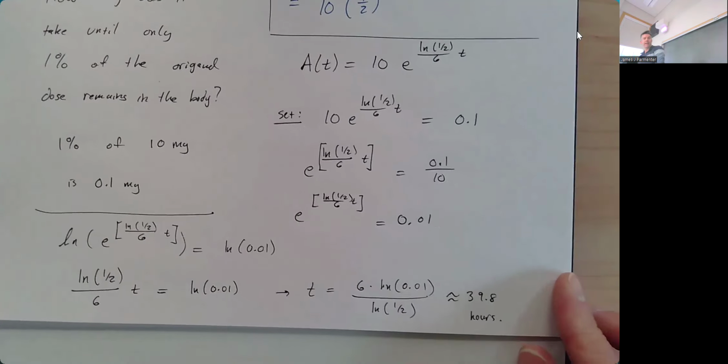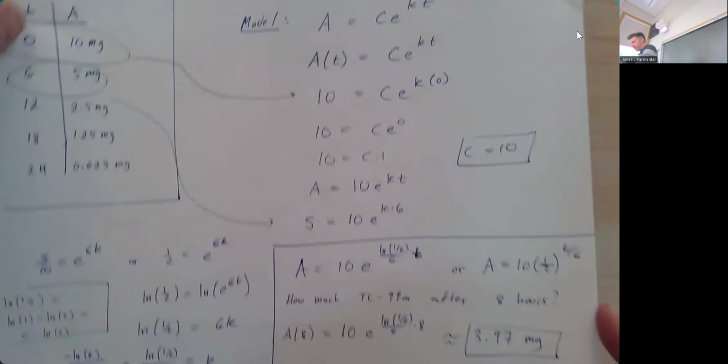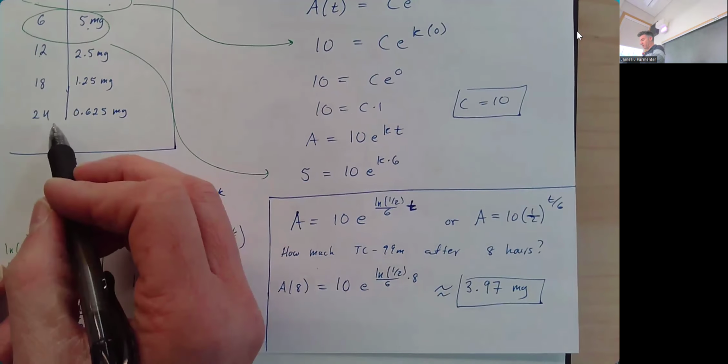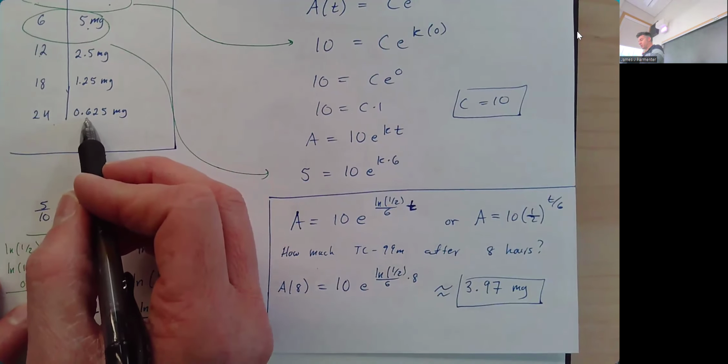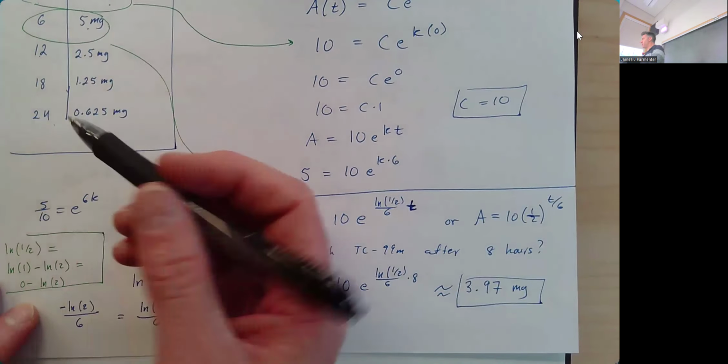It's never a bad idea. Never is maybe too strong. It's usually not a bad idea to think about if your answer makes sense in the context of what you've already done. So I look back at the beginning and say, okay, well, I can see that after 24 hours, I was down to 0.625 milligrams, which is, well, 1% would be 0.1. So yeah, that seems reasonable.